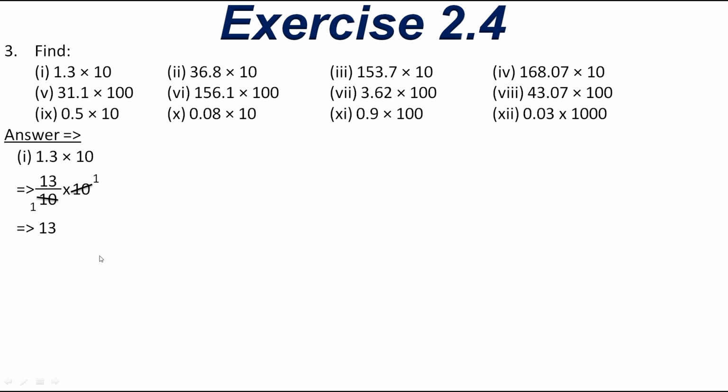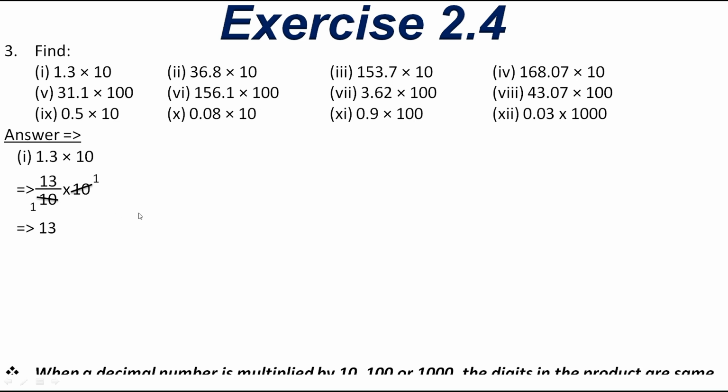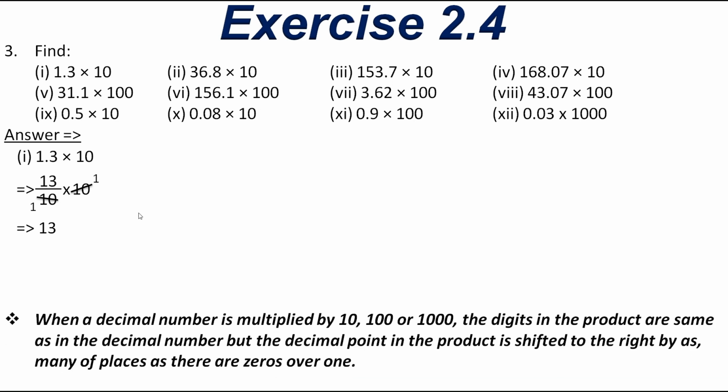So from this what you will understand, that when a decimal number is multiplied by 10, 100 or 1000, the digits in the product are same as in the decimal number. Okay, digits are same here. 13, here it is 1 and 3, here also 1 and 3 only. The digits will be same. Okay, but the decimal point in the product is shifted towards the right by as many places as there are zeros over 1.